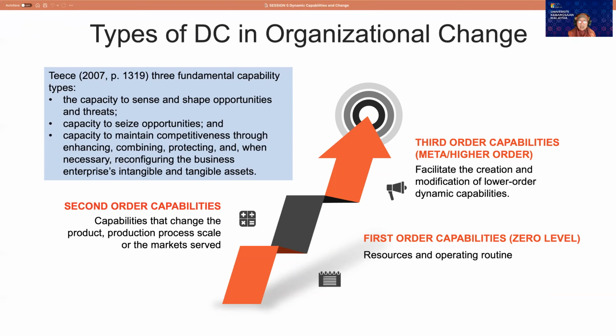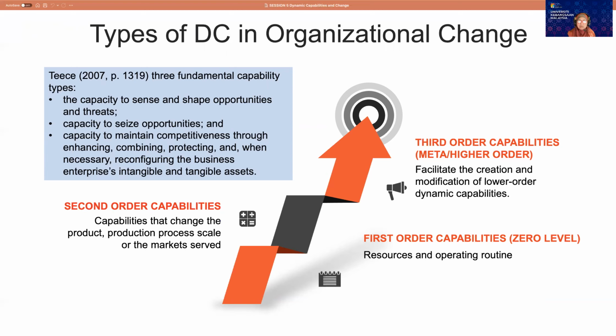according to this, there are three fundamental capabilities. Okay, the first one is the capacity to sense and shape opportunities and threats. Second, capacity to seize opportunities. And third, capacity to maintain competitiveness. And this competitiveness can be achieved through enhancing, combining, protecting, and when necessary, reconfiguring the business enterprise's intangible and tangible assets.